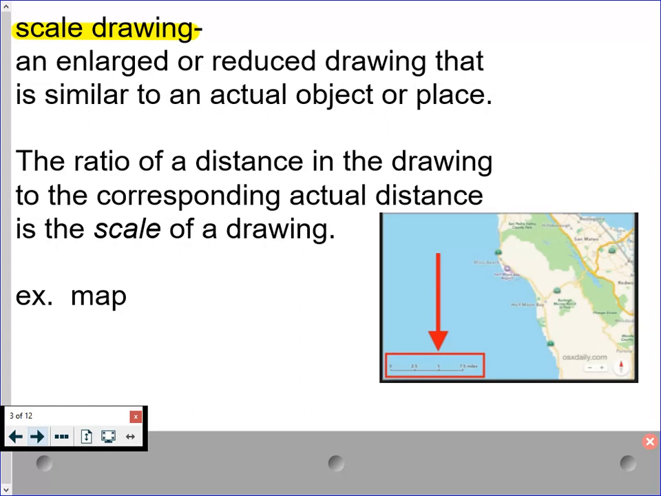Notice it says a word that we've been talking about. The ratio of the distance in the drawing to the corresponding actual distance. These are going to make a proportion. Again, pause here if you're going to need more time to write.